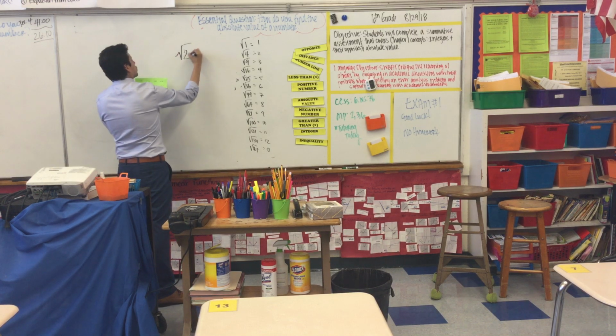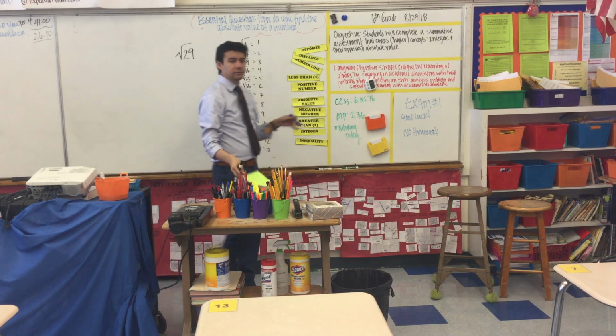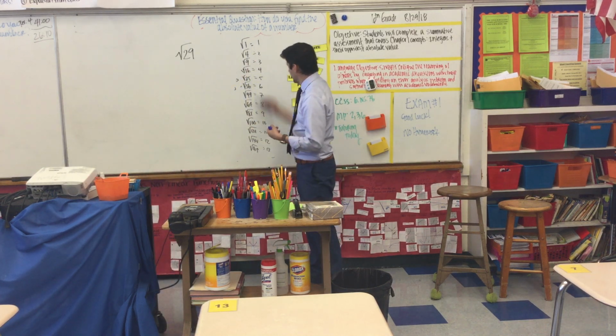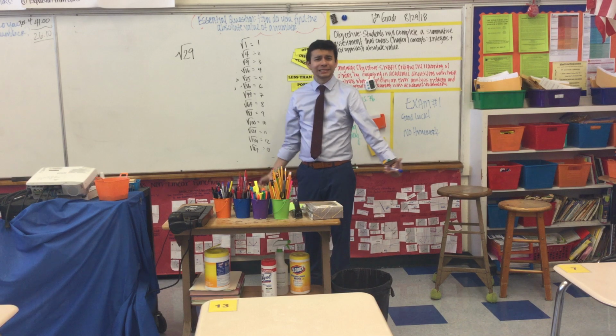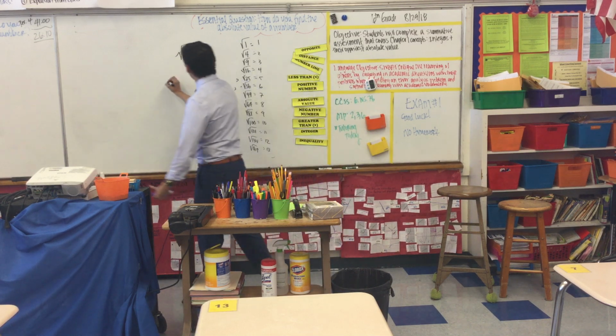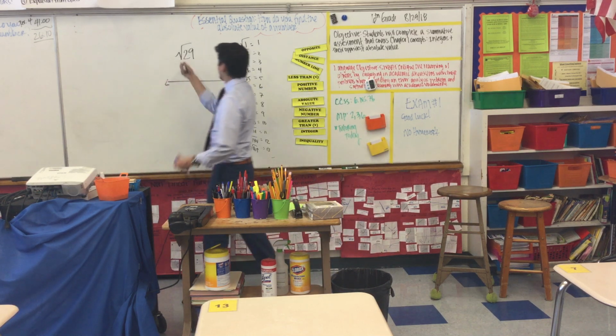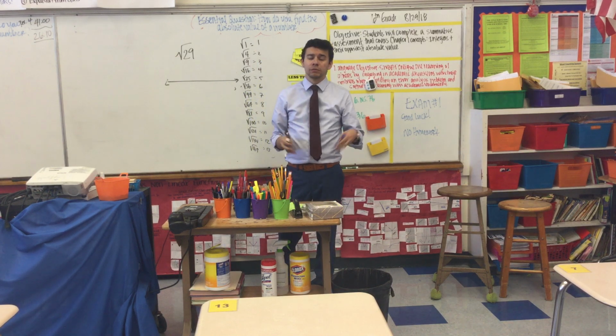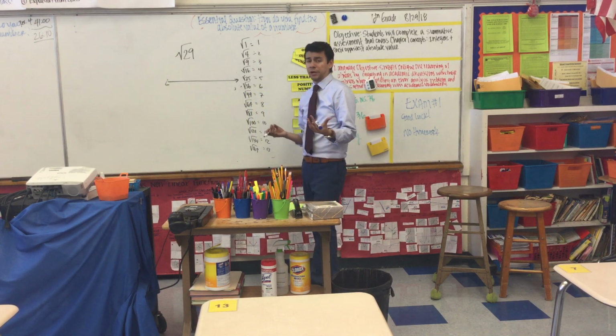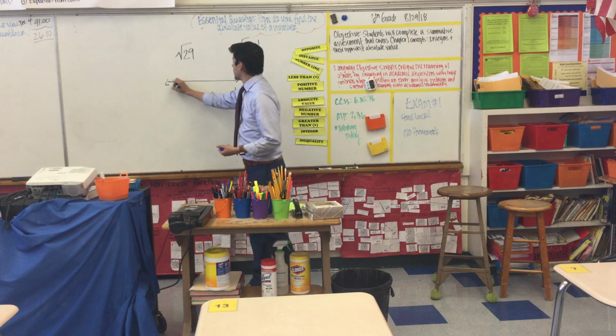Square root of 29. Okay. Is the square root of 29 in your list? Nah, it's not in your list. So you have to draw a number line. That means that square root is irrational because you don't have a perfect answer right away. So let's do the number line.